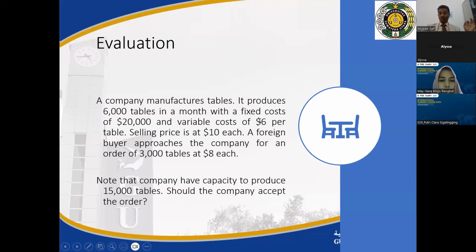Variable cost for one table is $6. So if you receive any order from a customer and the price given by the customer is more than variable cost, if you can see here, this customer will pay us $8 for each table, and this is more than variable cost. I'm not talking about total cost per one unit. Total cost per one unit is 9.3.